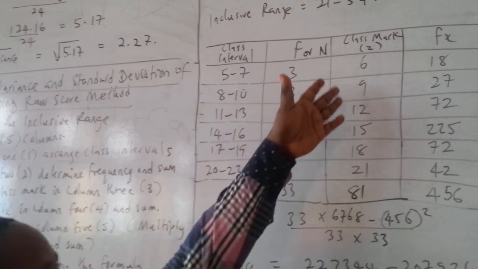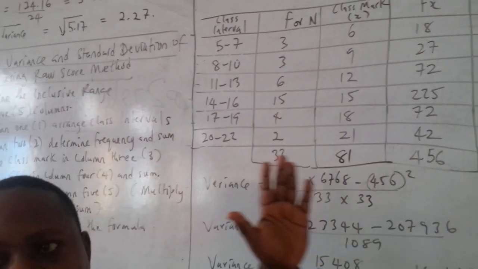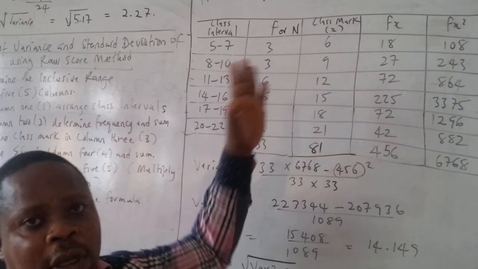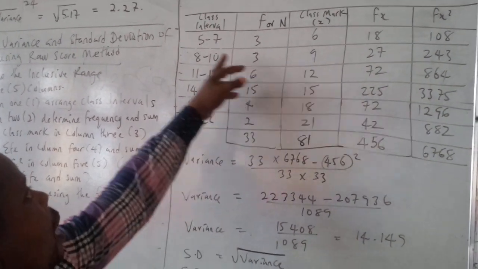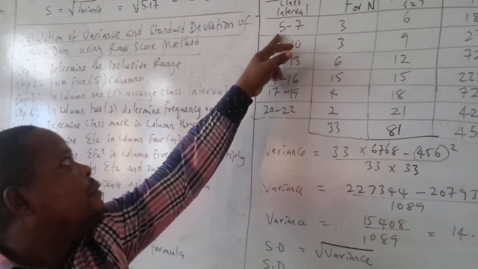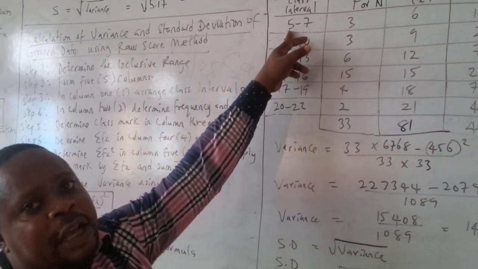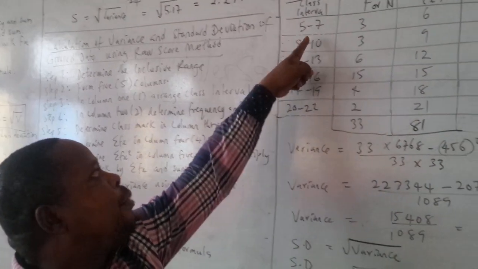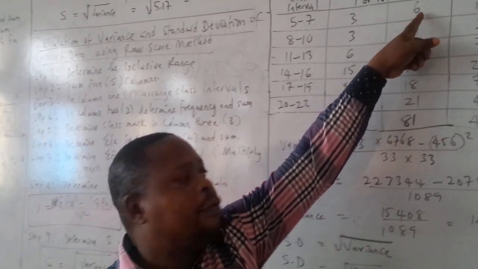Now, the next thing in column 3 is to determine the class mark. Another name for the class mark is class midpoints. They talk about the scores in the middle, at the center of each of the class intervals. Now, you see this class interval 5 to 7. The score separating 5 and 7 is 6. Another way to obtain it is to add the lower class boundary to the upper class boundary and divide by 2. 5 plus 7 will give you 12. 12 divided by 2 will also give you 6.